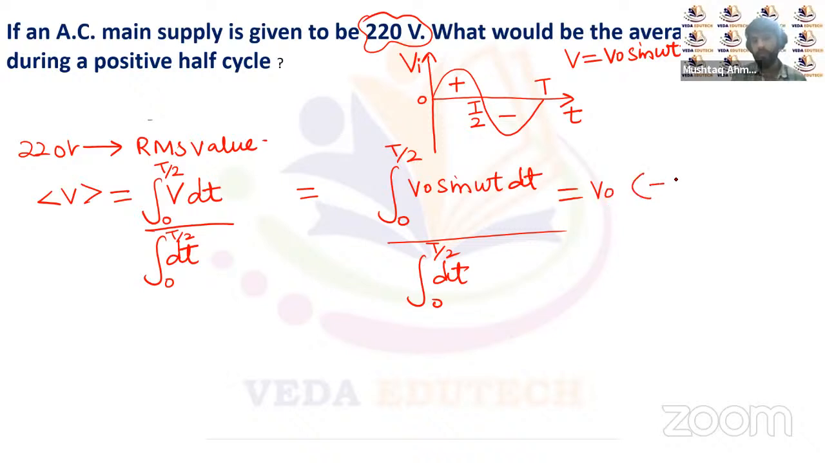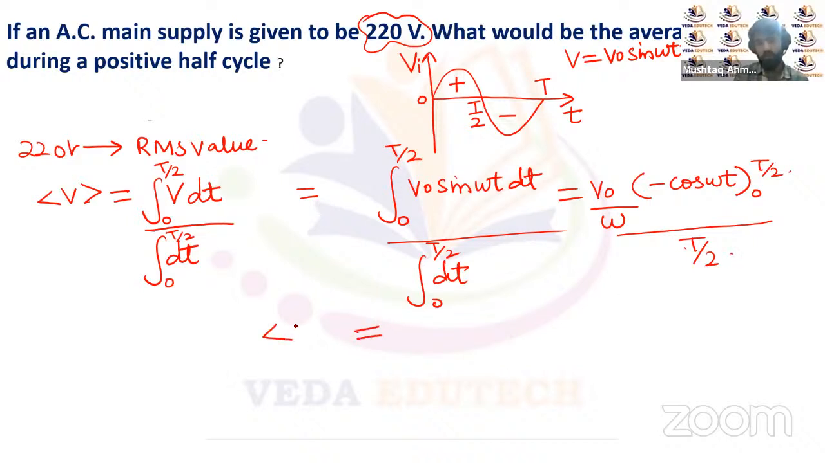So it will be minus cos of omega t divided by omega. This is the integration of this term, with the limit 0 to T by 2, upon T by 2. From here, the average value of the voltage or the EMF for the positive half cycle, we'll find by substituting the upper limit and the lower limit. The upper limit here is T by 2, and omega we can write as 2 pi by T.